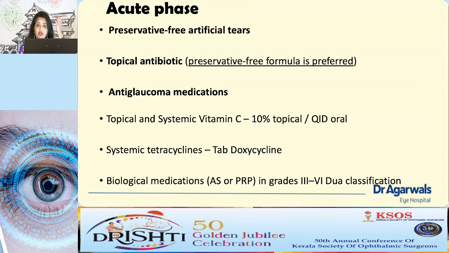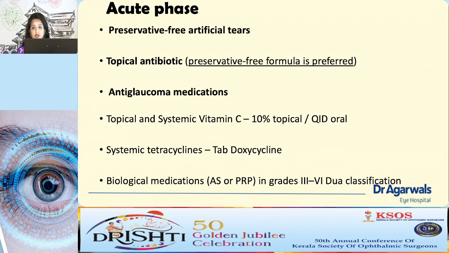Topical and systemic vitamin C supplements are a very important part of the treatment, as they have a pro-collagen activity. Topical, if it could be prepared, 10% topical vitamin C is preferred, which is normally given 2 hourly, and orally it is mandatory 4 times a day, to be given for at least 1 to 2 months.